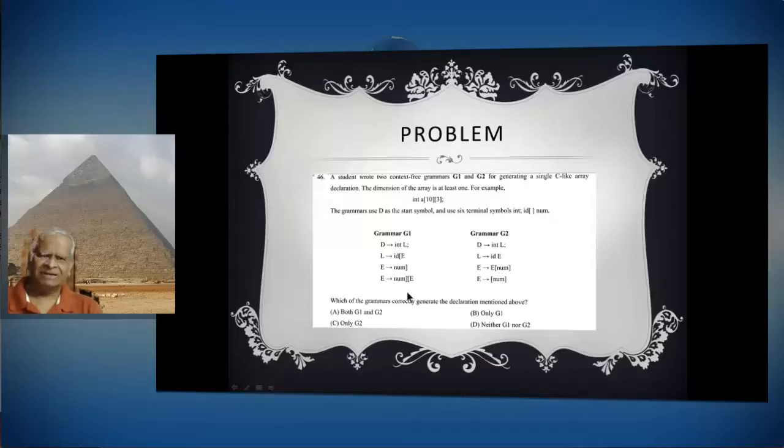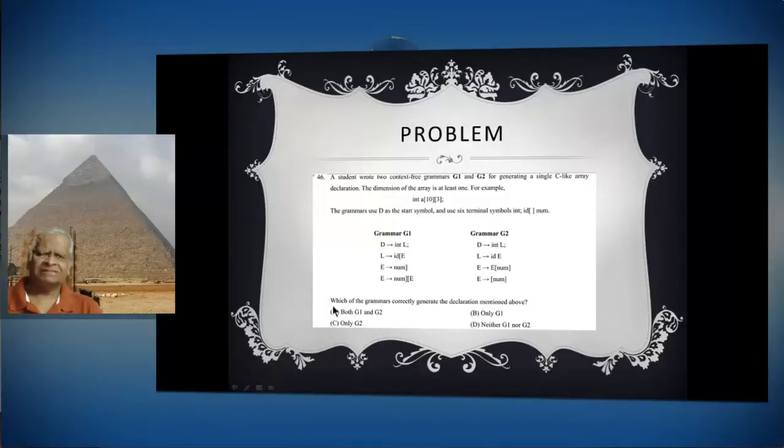Let us look at grammar G1. D, L, and E are the non-terminal symbols. In grammar G2, D, L, and E are also the non-terminal symbols. D is the starting symbol of grammar G1. D is the starting symbol of grammar G2. The question is, which of the grammars G1 and G2 generate the declaration as required? Array declaration with multiple subscripts, at least one dimension must be there.